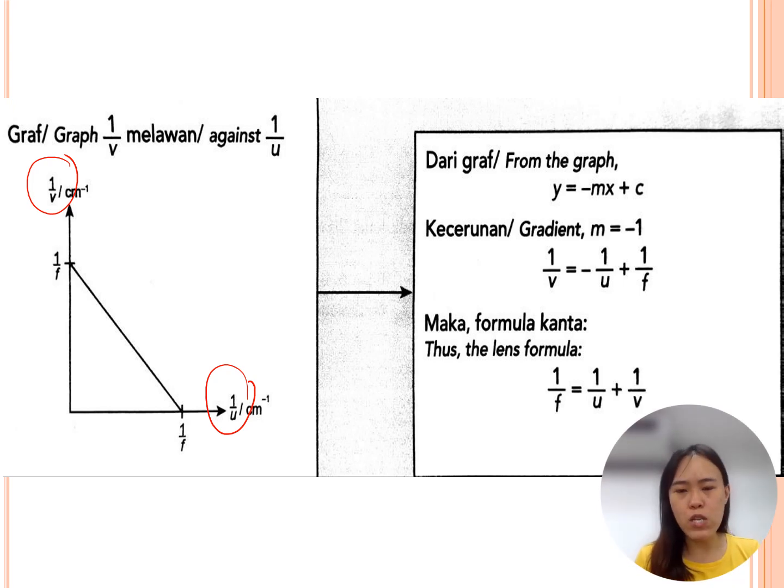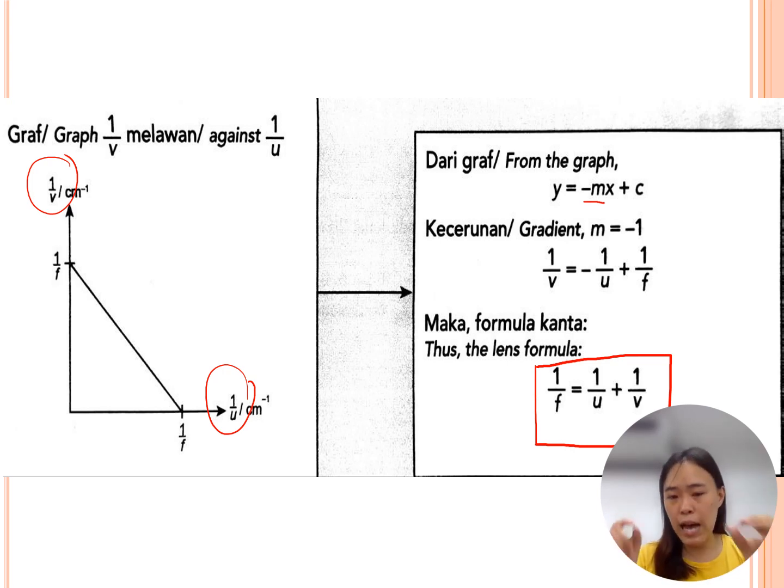From this graph, y equals negative mx plus c. Why negative? Because the graph is going down, so the gradient is negative. If we substitute, y is the y-axis, 1 over v, equals negative 1 over u plus 1 over f. If we rearrange this formula, you will get 1 over f equals 1 over u plus 1 over v. This is how you get the thin lens formula.